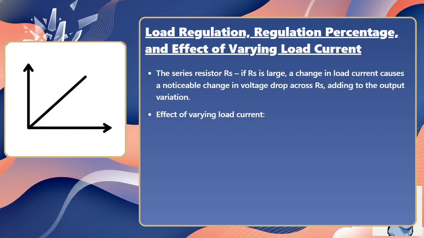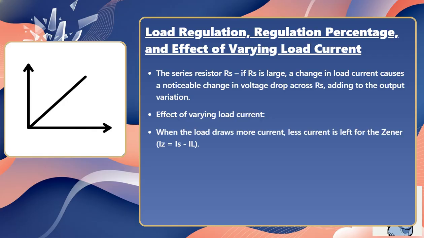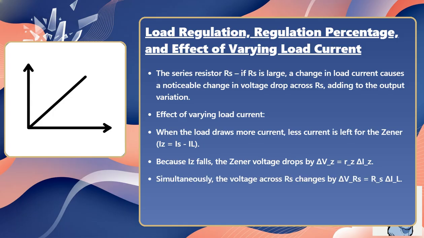Effect of varying load currents. When the load draws more current, less current is left for the Zener: Iz equals Is minus IL. Because Iz falls, the Zener voltage drops by delta V sub Z equals R sub Z times delta I sub Z. Simultaneously, the voltage across RS changes by delta V sub RS equals R sub S times delta IL. The total output voltage change is the sum of these two drops.